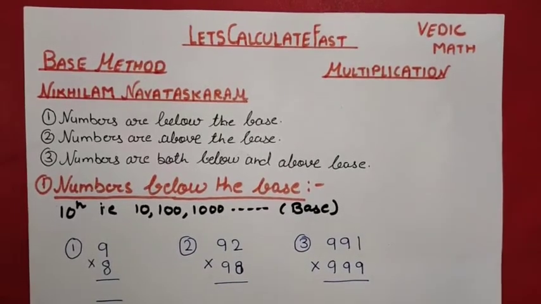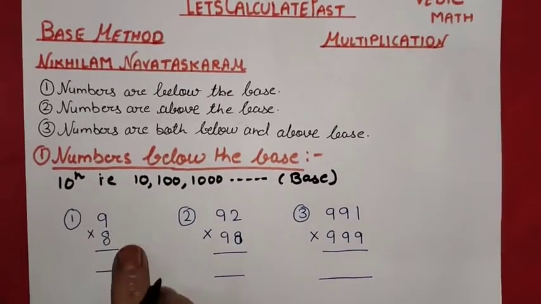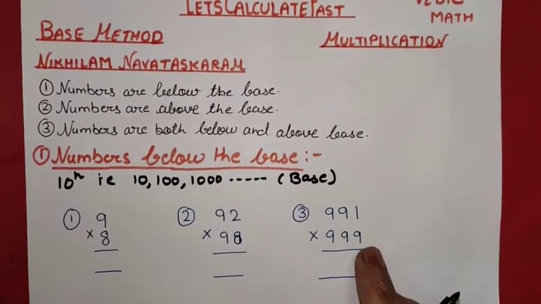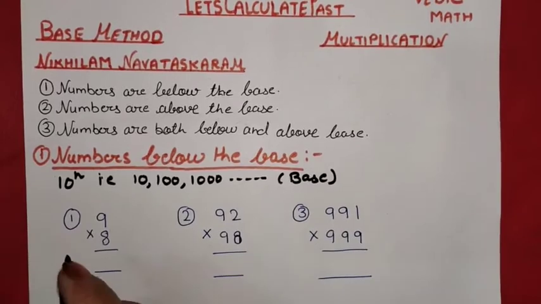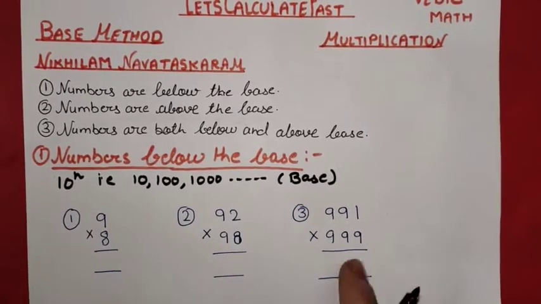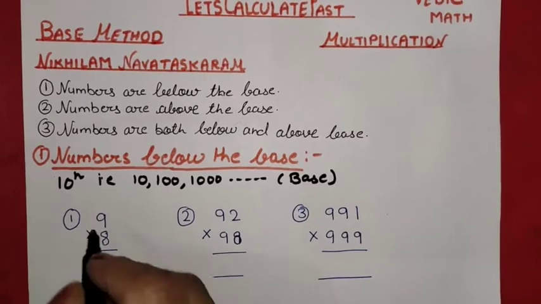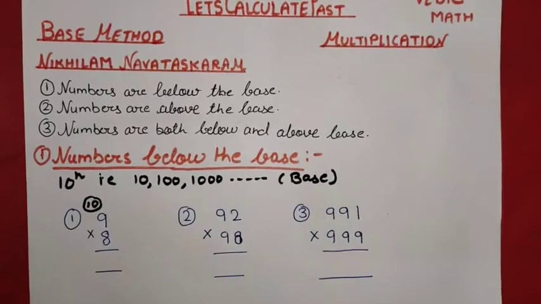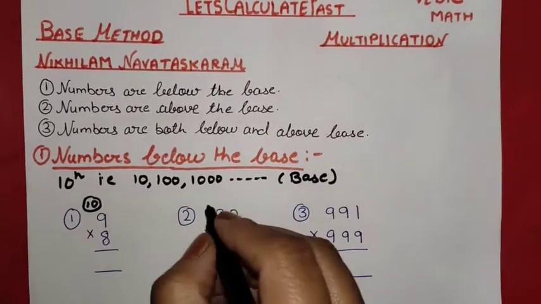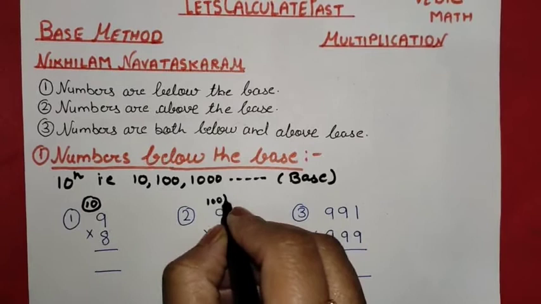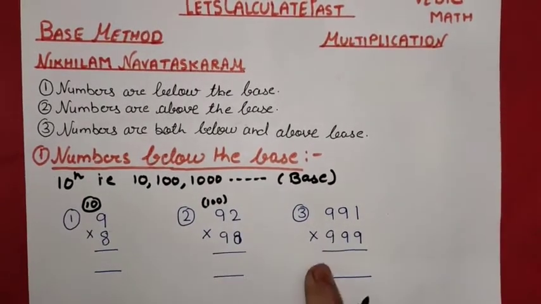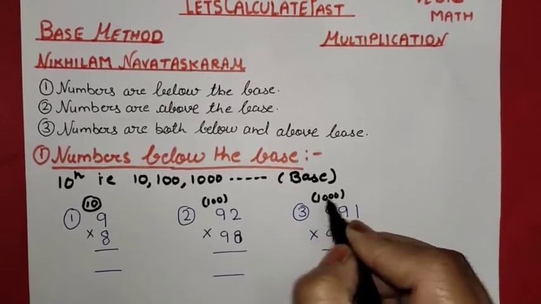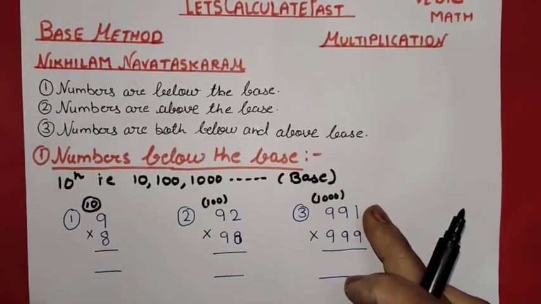Suppose we want to multiply 9 by 8, 92 by 98 and say 991 by 999. Let me first tell you what the base is in these three questions. Here these two numbers are near to base 10, so the base is 10 over here. These two numbers are near to base 100, so the base is 100 over here. These two numbers are near to base 1000, so the base is 1000 over here.